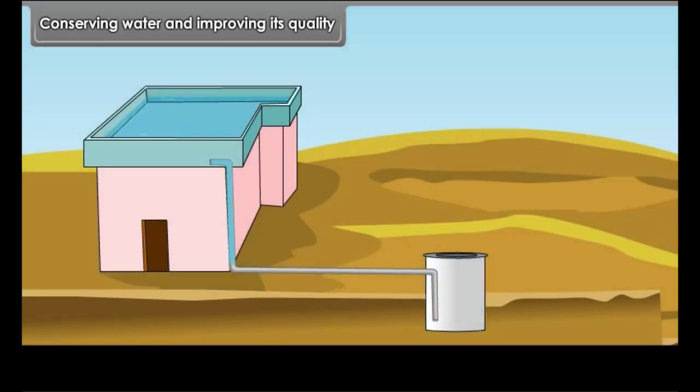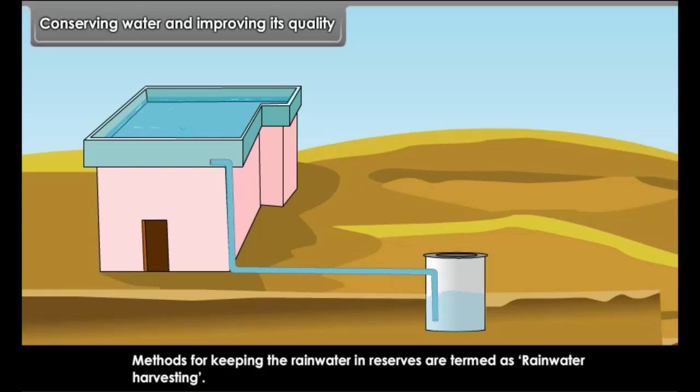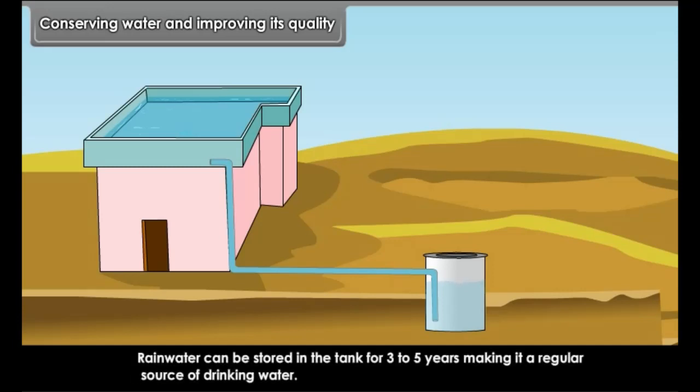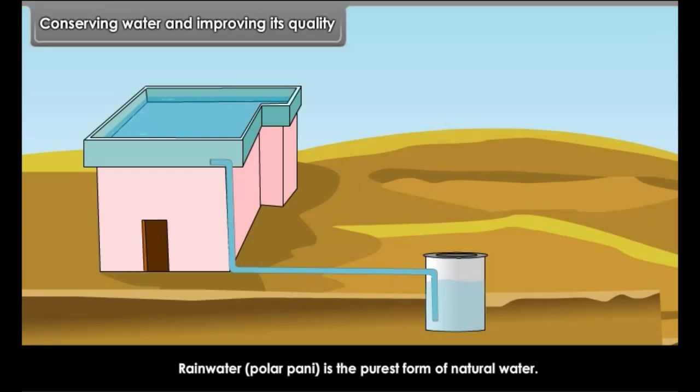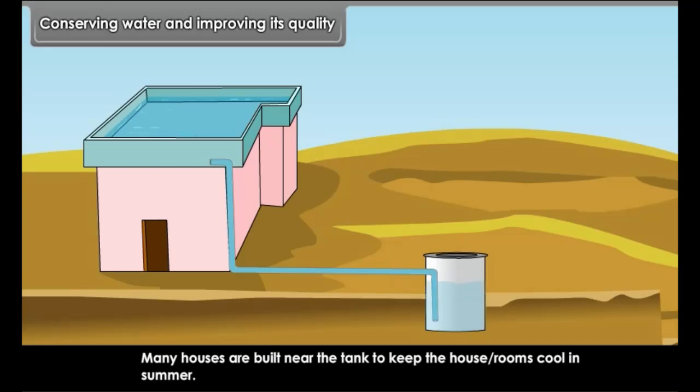Rainwater harvesting. Methods for keeping the rainwater in reserves are termed as rainwater harvesting. Do you know, rainwater can be stored in the tank for 3 to 5 years, making it a regular source of drinking water. Rainwater, Paalar Pani, is the purest form of natural water. It is often used to cure ailments of sick people. Many houses are built near the tank to keep the house or rooms cool in summer.